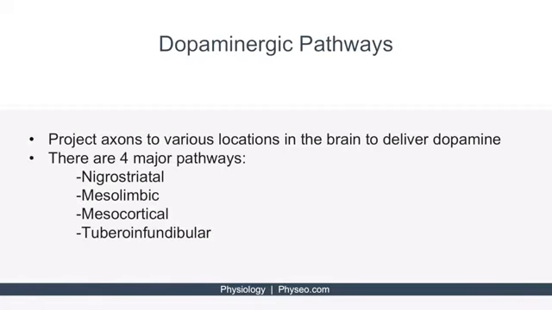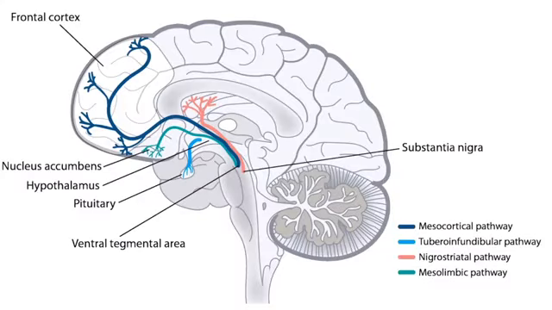So now let's talk about the dopaminergic pathways. The dopaminergic pathways project axons to various locations in the brain to deliver dopamine. Now there are four major pathways: the nigrostriatal, the mesolimbic, the mesocortical, and finally the tuberoinfundibular. Now this is figure 8.32 from your text, which shows all four dopaminergic pathways. We are going to go through each pathway on this image one by one, so don't worry about memorizing it now. For now, just focus on the midbrain.